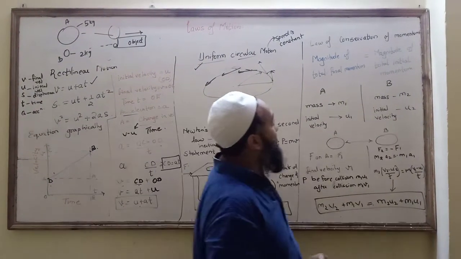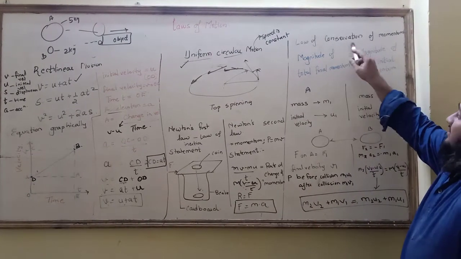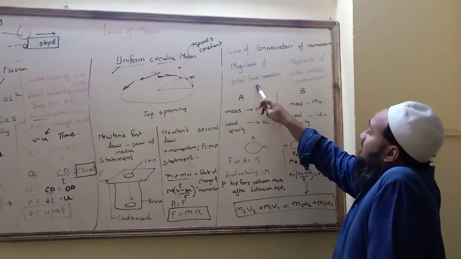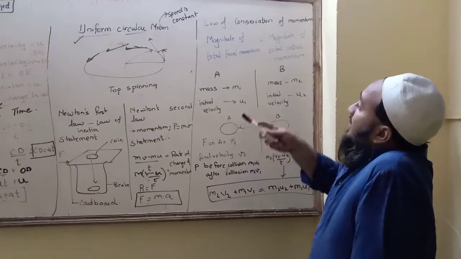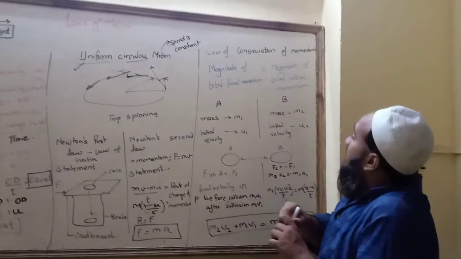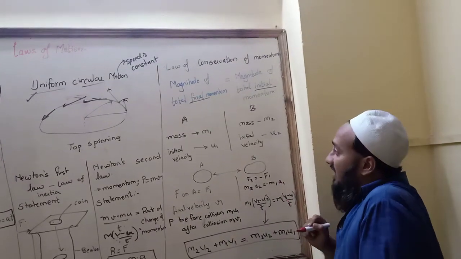Now, law of conservation of momentum. What do you mean by conservation? Jitna pehle, utna baad mein. Whatever will be in the first, initial moment should be there in the final. So the same thing is written: magnitude of total final momentum is equal to magnitude of total initial momentum. Initial means pehle, final means baad.